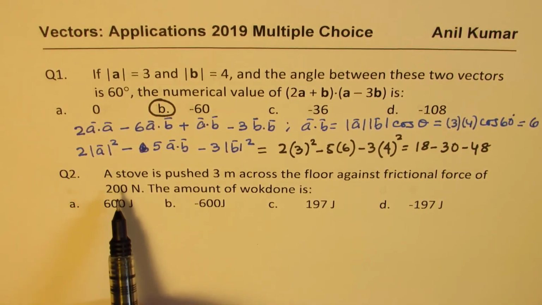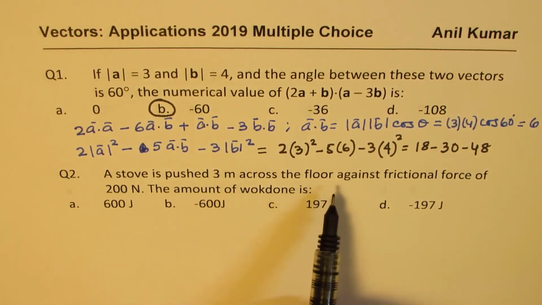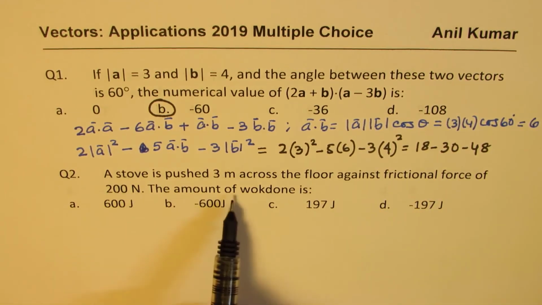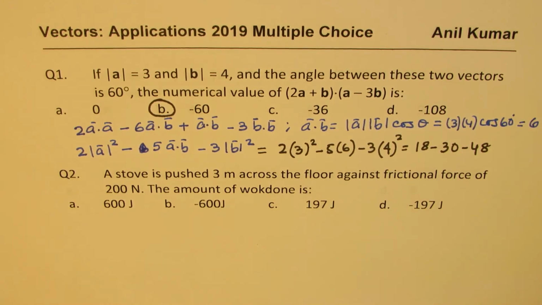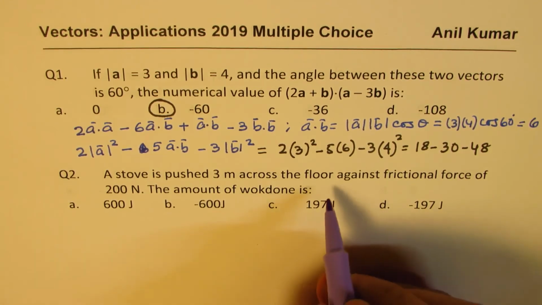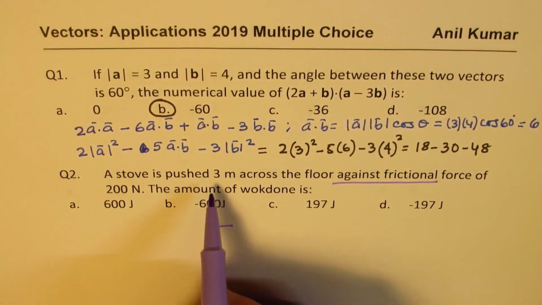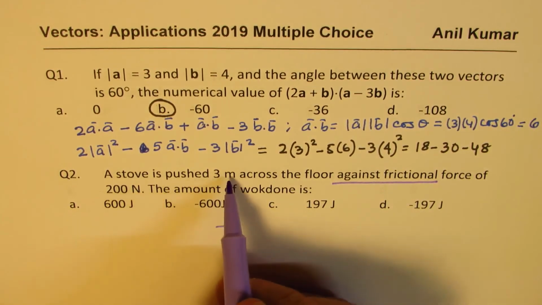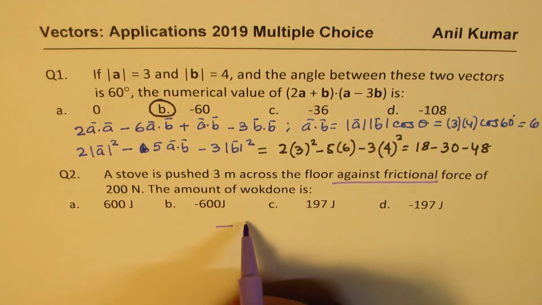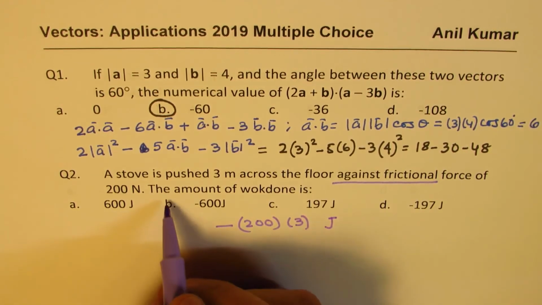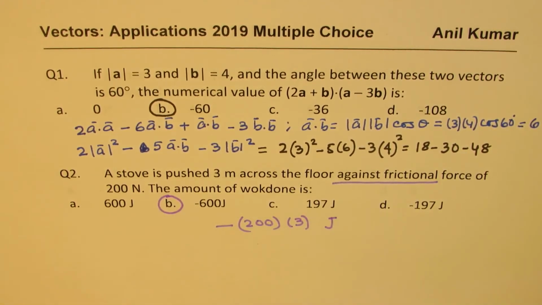Question 2. A stove is pushed 3 meters across the floor against a frictional force of 200 newtons. Find the work done. Now here the key word is against the frictional force, right? So we get a negative answer, and it is the product of these two, which is the dot product, right? So it is 200 times 3 Newton meters or joules, right? Which is 600 Newton meters, correct?